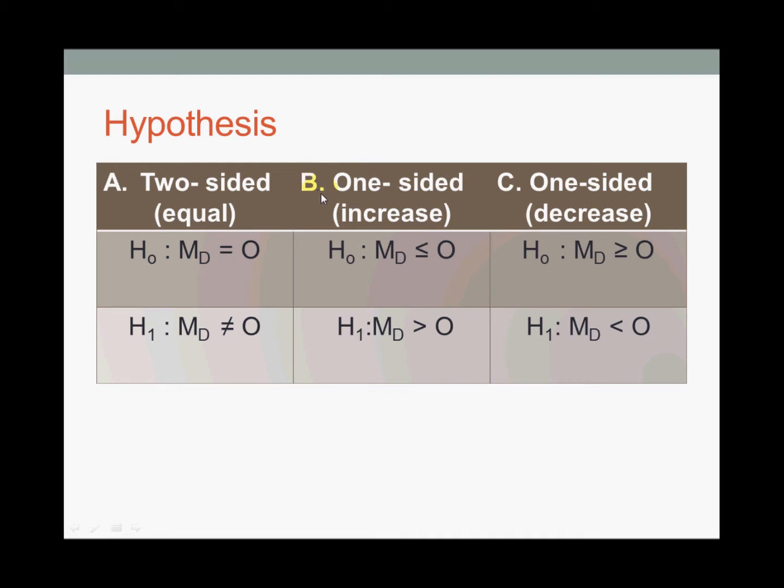For case B, one-sided, which is increased: H null, MD less than or equal to 0. H1, MD greater than 0. For case C, one-sided, which is decreased: H null, MD greater than or equal to 0. H1, MD less than 0.